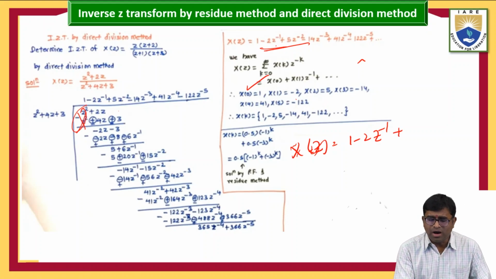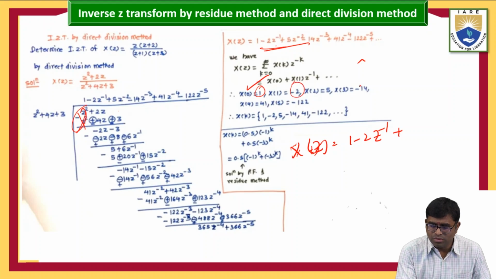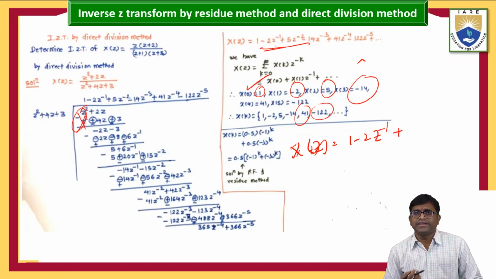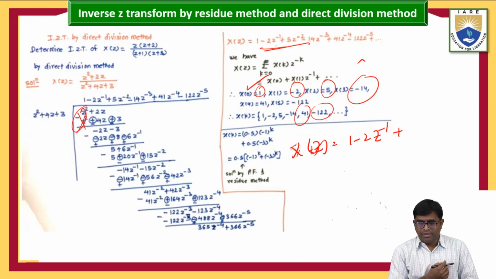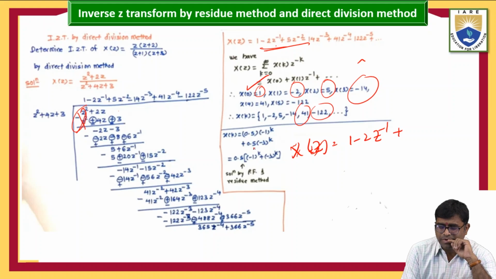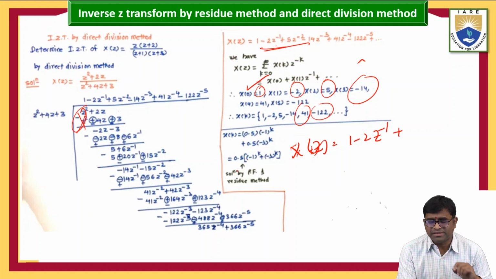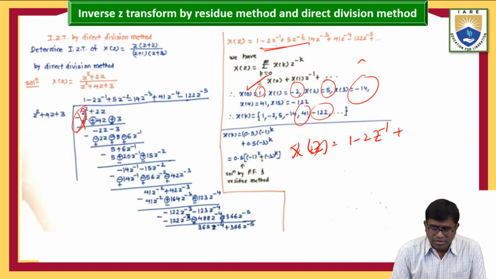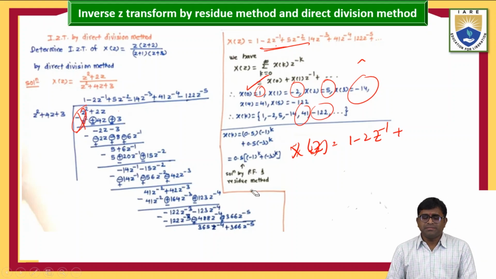Now, I am taking all the values 1, minus 2, 5, minus 14, 41, up to 122 and so on. That is nothing but x of k. How can you say this one is x of k? That is nothing but here we are getting, cross check this one: 0.5 into minus 1 power of k plus 0.5 into 1 power of minus k. So it is the same solution as the partial fraction method and the previous method, that is the residue method. We got the same answer.